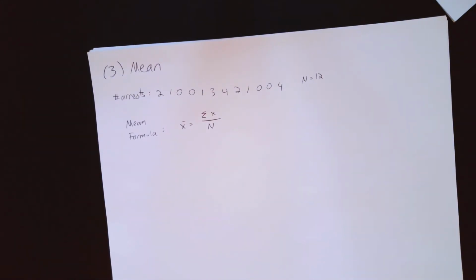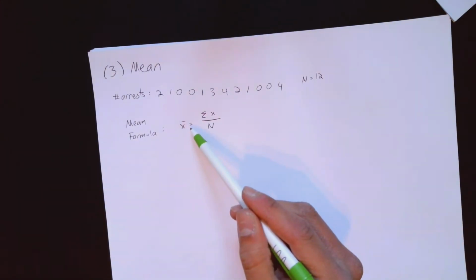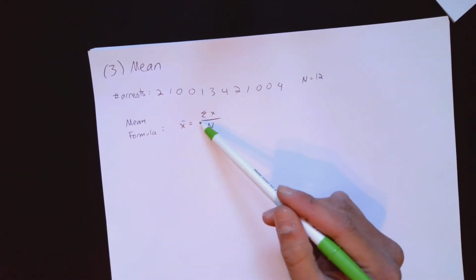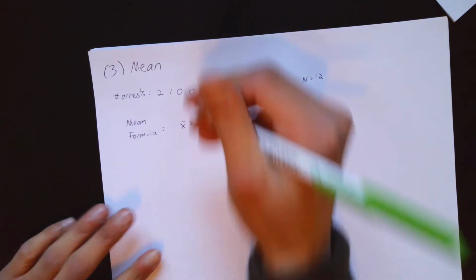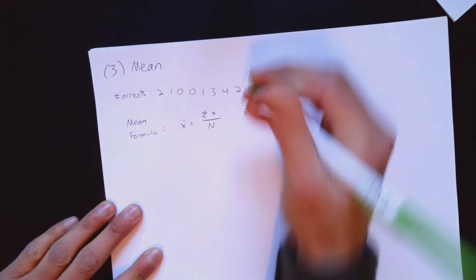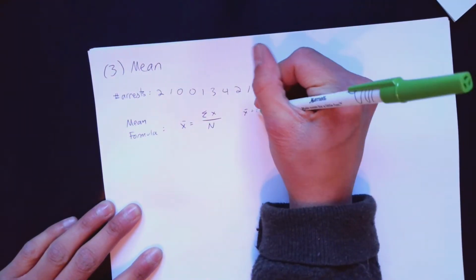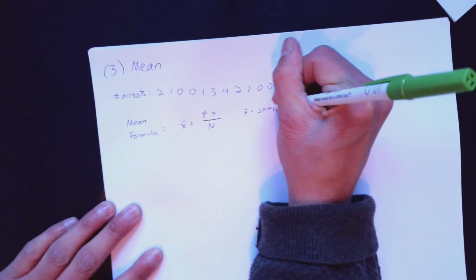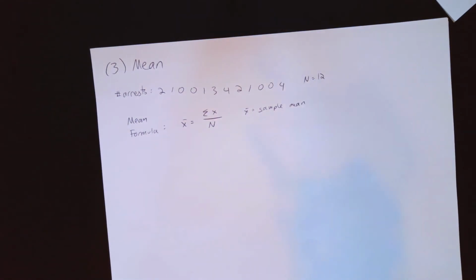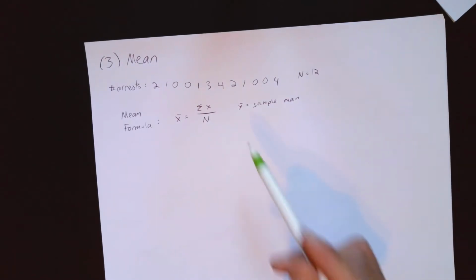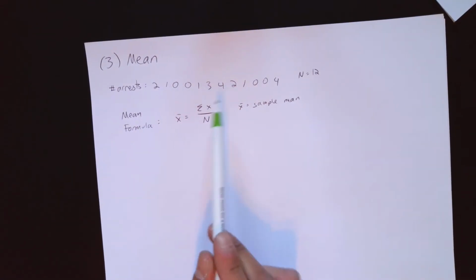And we say it like this. We say x bar equals the sum of all of our x's over n. And so what these values mean here, this x bar is always going to equal a sample mean. So anytime you see x bar, you want to know that we're talking about the sample mean. So here we have our sample of 12 people. We want to find the mean. X bar is our sample mean.